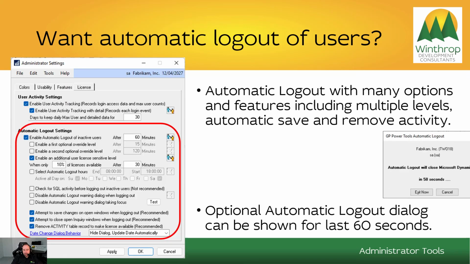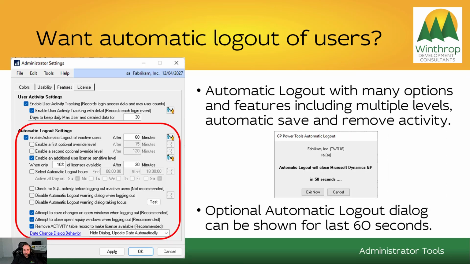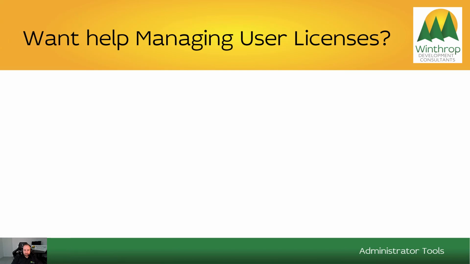If you want to make sure that you're not wasting your licenses, you can automatically log out idle users, and there are many options in the automatic logout functionality, including different levels or times that you can select. You can ask it to be a little bit more aggressive when your license count gets low. You can select the business hours so it doesn't log out during the standard business day. It also has smart options such as automatically saving data or closing inquiry windows for you.